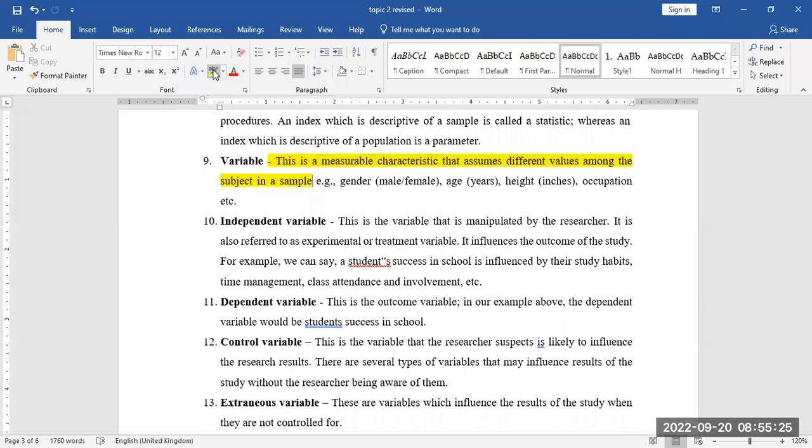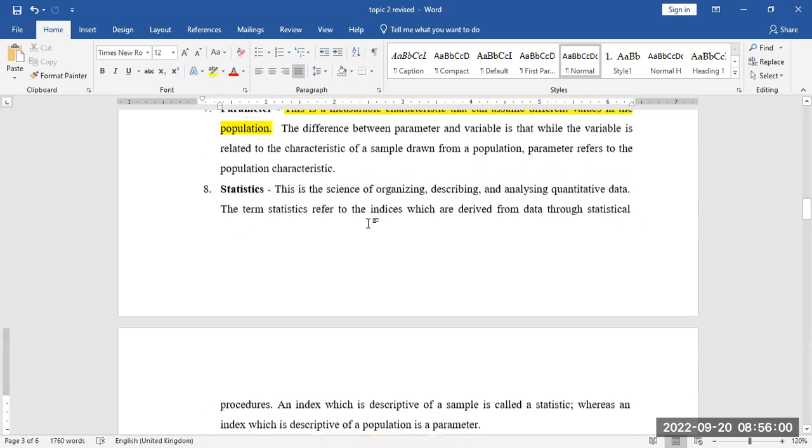What is the difference? The difference is when you talk about a variable, it is a measurable characteristic that can assume different values in the subjects in a sample. While when you talk about a parameter, they are measurable characteristics that can assume different values in a population. Simple as that. Variable is sample, and parameters is population. That is the difference.